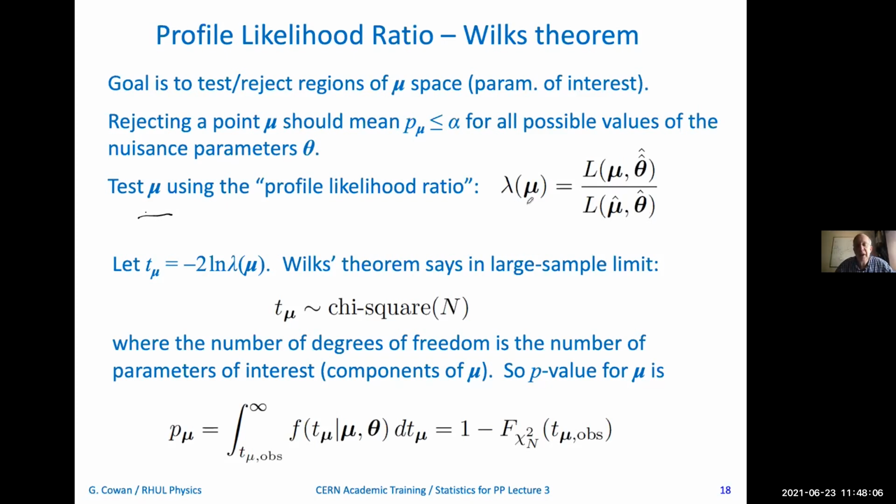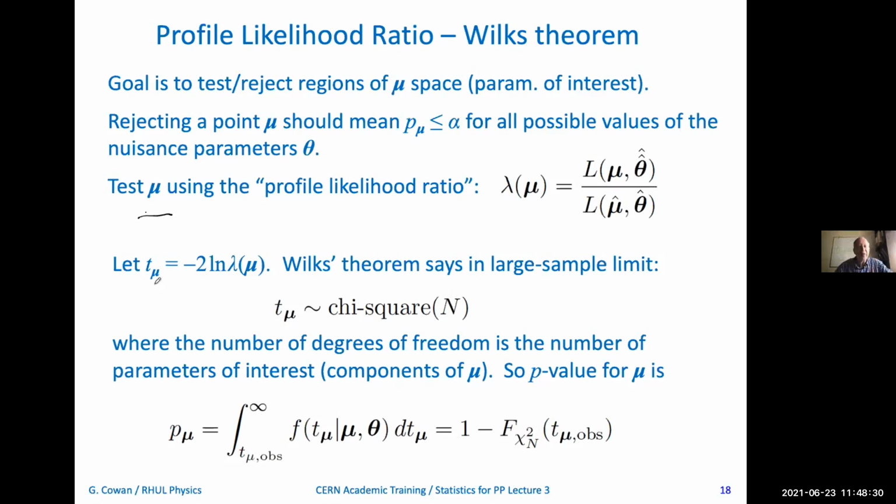Nevertheless, I can interpret its value as reflecting the level of agreement between the data and my hypothesized point in mu space. And as before, I'll use -2 times the logarithm of that ratio so that high values of the statistic t_mu reflect poor agreement, less compatibility between mu and the data.